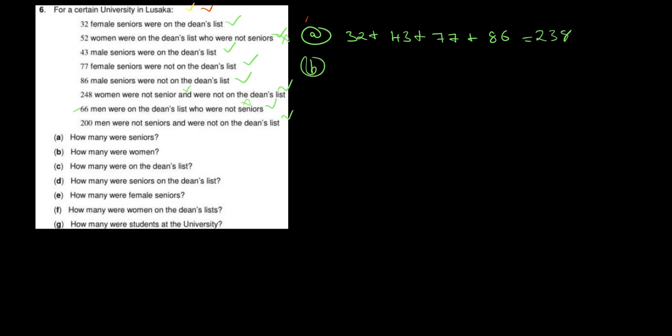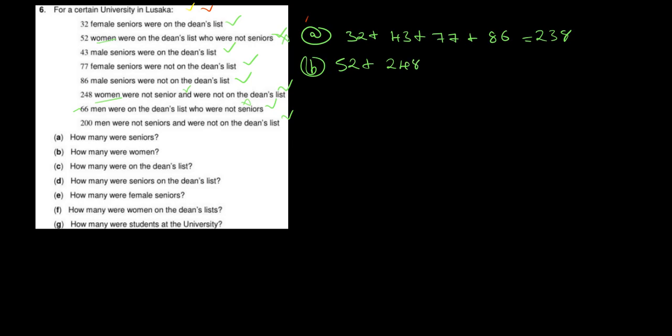What about for B? How many were women? So here, female seniors were on the dean's list, so we just want to see women. These were women, so there's 52 plus, is there anywhere else where women is mentioned? Yes, again it's the women, so 248.